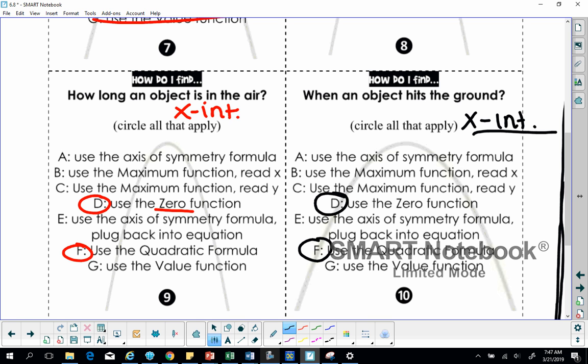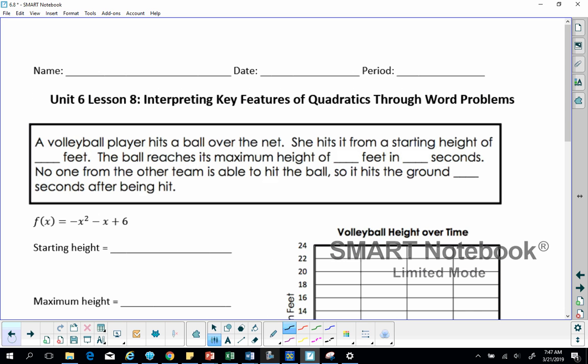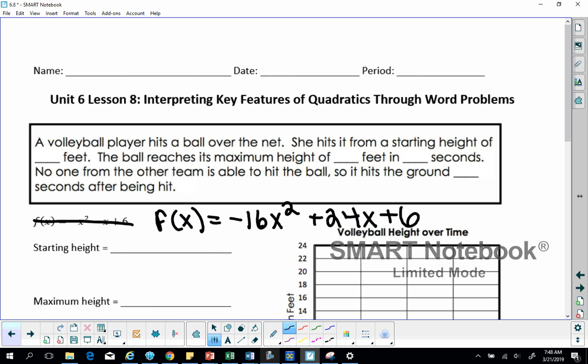Cool. So, last thing we're going to do is look at examples. Go to the front, the very first page, and we're going to go over an example together. Go to this one right here, and cross out that equation and write the equation that I'm going to write on my board. So f of x equals negative 16x squared plus 24x plus 6. Make sure to cross that first equation out and write that one on the very first page.